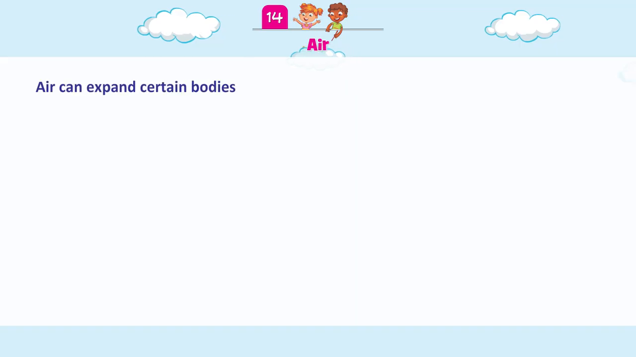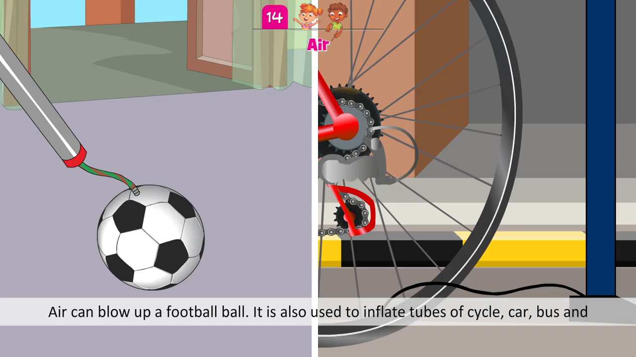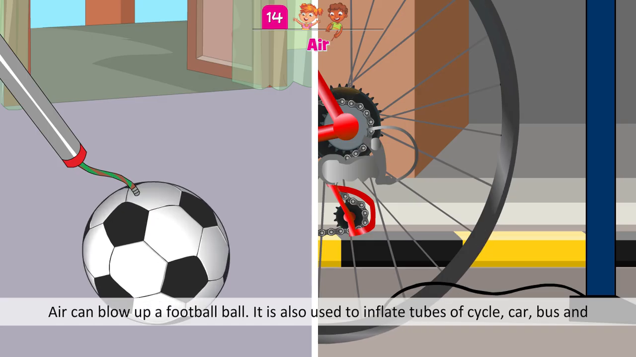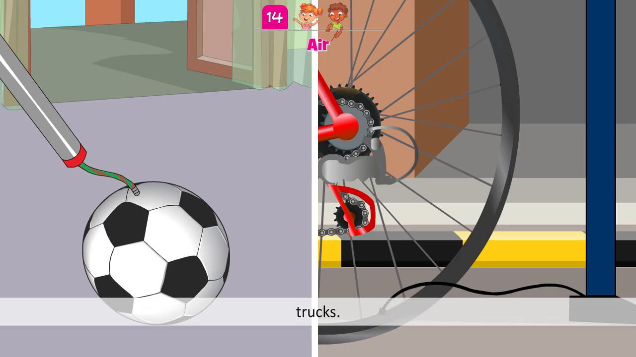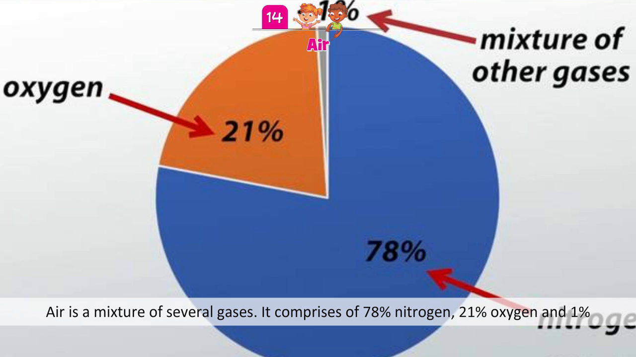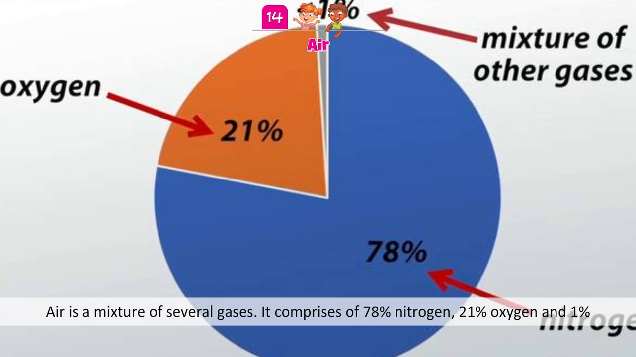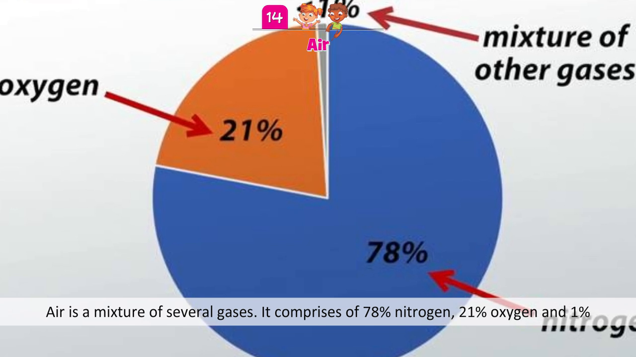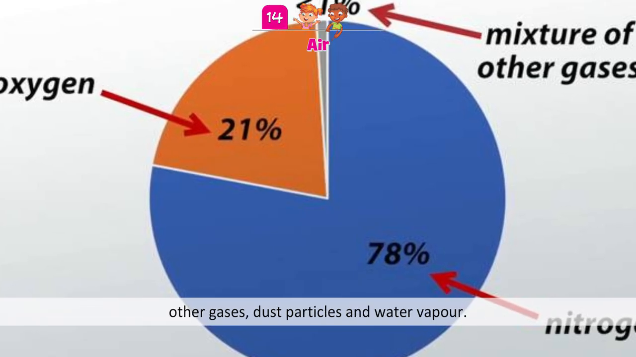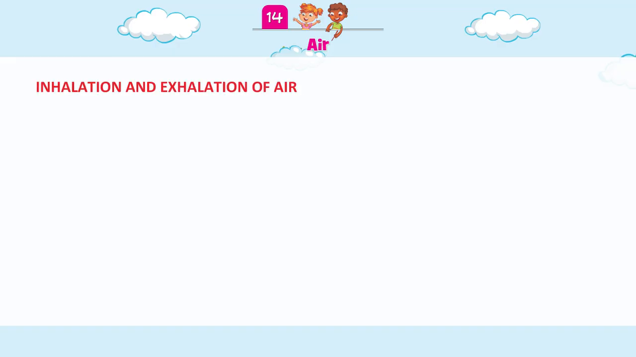Air can expand certain bodies. Air can blow up a football. It is used to inflate tubes of cycle, car, bus and trucks. Composition of air. Air is a mixture of several gases. It comprises 78% nitrogen, 21% oxygen and 1% other gases, dust particles and water vapor.